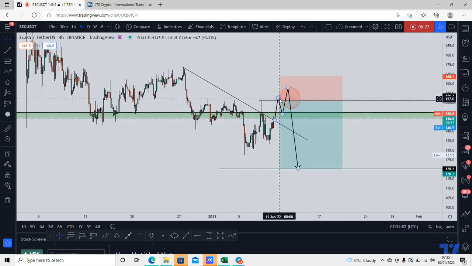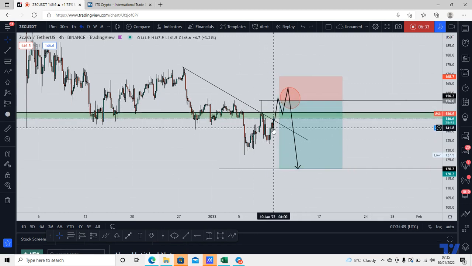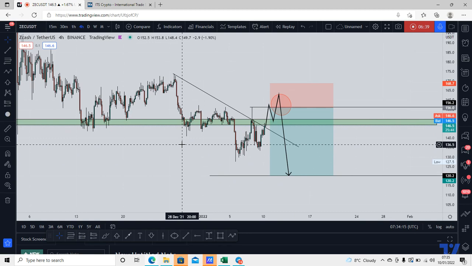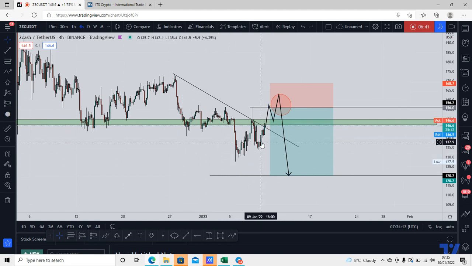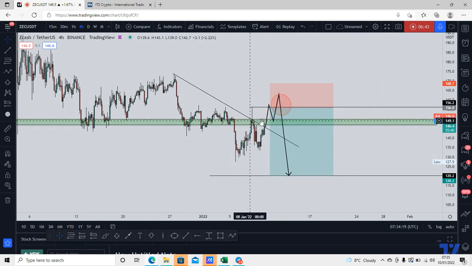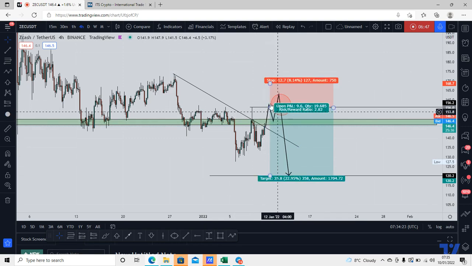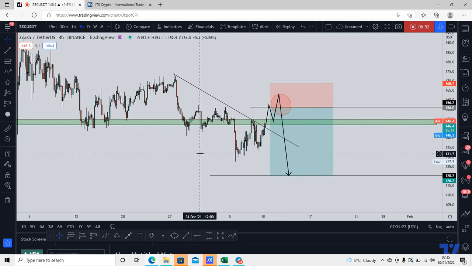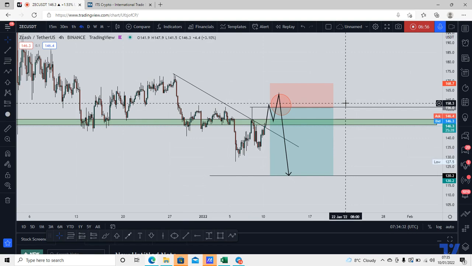If, however, the market doesn't fill in this wick and fails to break above this zone, what we will then be doing is waiting for the market to break below this 4-hour support, and then we can look for a short inside of this area. This is our trading plan on ZECUSDT. If the daily candle closes above this zone here, this will completely invalidate this setup. So we have to monitor this one and wait for the market to satisfy our entry rules before we can potentially capitalize on this setup.